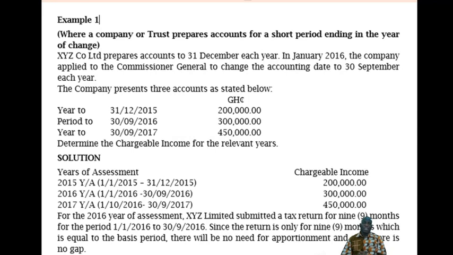Year 2. Anytime they say year 2 means from the beginning, 12 months to that date. That's the meaning of year 2. Year means 12 months, isn't it? So please, anytime you see the word year 2, it is 12 months to that date. For example, year 2, 31st December 2015 means the year of assessment will be 2015, and the basis period will be from 1st January 2015 to 31st December 2015. Okay, and that will be 200,000.